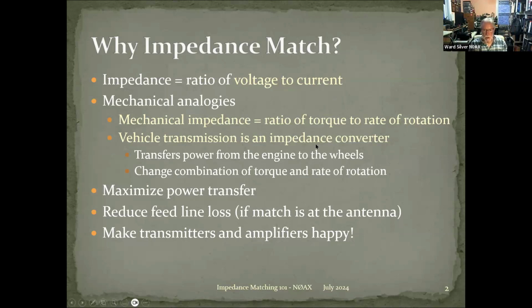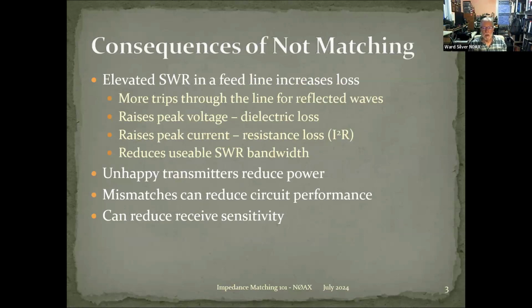Okay, consequences of not matching. Well, we talked about this for a second. Elevated SWR in a feed line increases loss. Why does it do that? Well, if you have a higher SWR, meaning that the load impedance out here is not 50 ohms or 75 ohms or whatever your transmission line impedance is, that means when you pump power in one end, it's going to travel through the transmission line, and then some of it's going to be reflected back. Well, then it gets back to the transmitter, it gets reflected again, and it goes back the other way. And basically, it's an infinite number of trips back and forth until it's finally radiated or burned up as heat. So elevated SWR means more trips through the line, and that's bad.